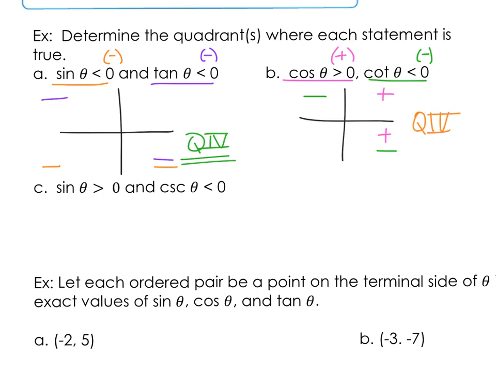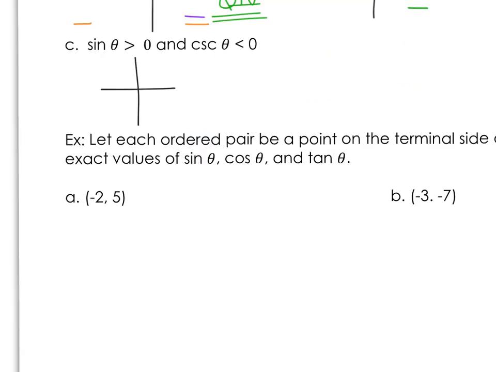Cotangent is less than 0. Well, remember, that's just like when tangent's less than 0. They match up. That would be in 2 and 4. So the unique thing about this answer is it's quadrant 4 again, but that's not always going to be the case. For the final example, when is sine theta greater than 0 and cosecant theta less than 0?